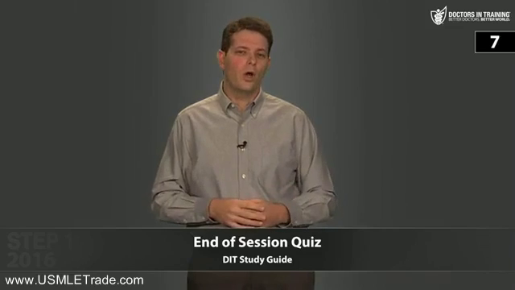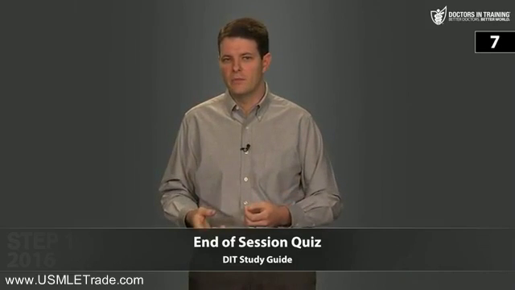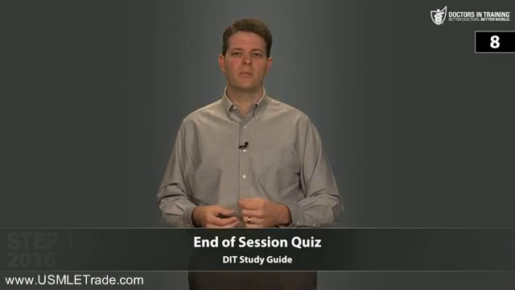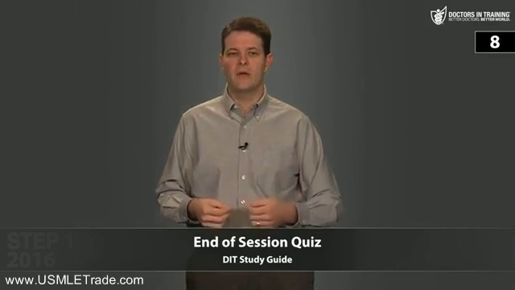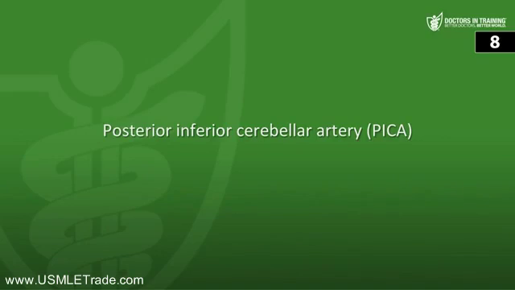First question, what artery supplies the medullary pyramid and the medial lemniscus in the medulla? That's the anterior spinal artery. The next question, what artery supplies the inferior cerebellar peduncle, the nucleus ambiguus, and the lateral spinothalamic tract in the medulla? Well, these are all supplied by the posterior inferior cerebellar artery, or the PICA.